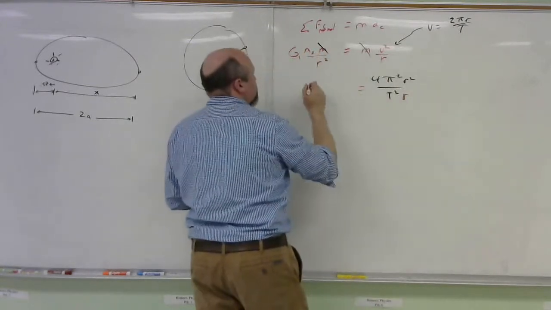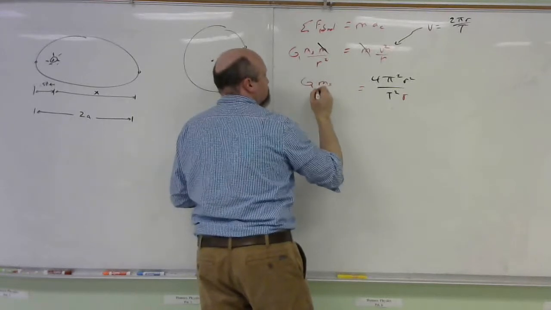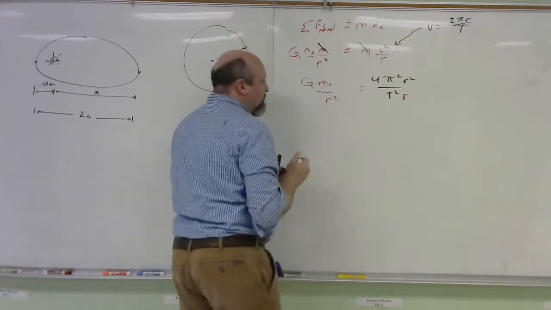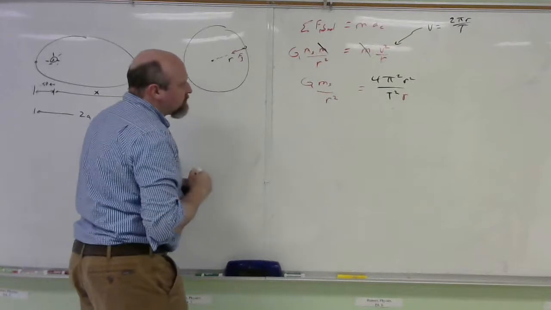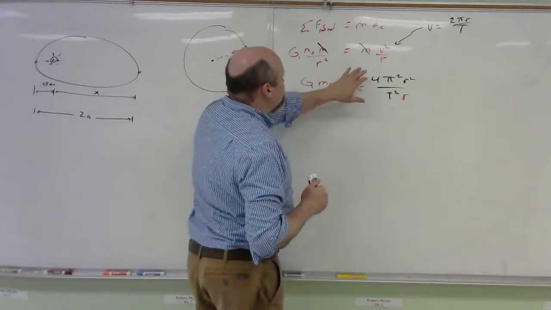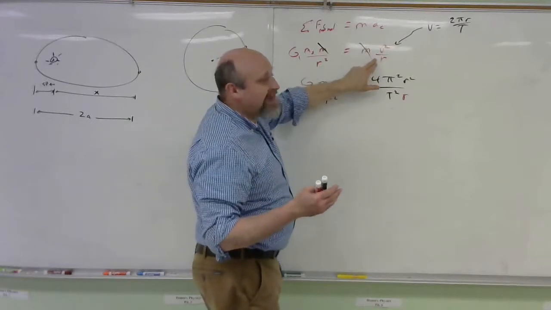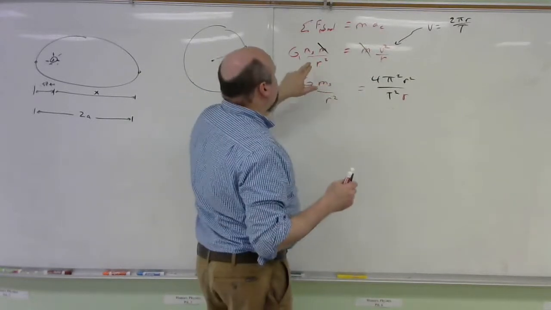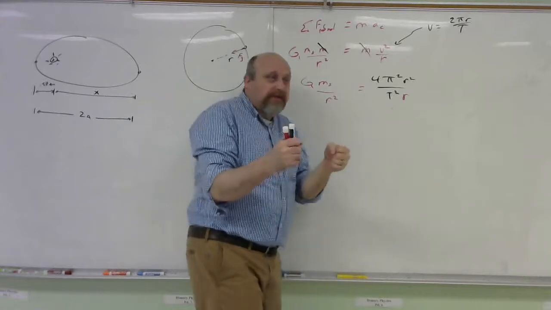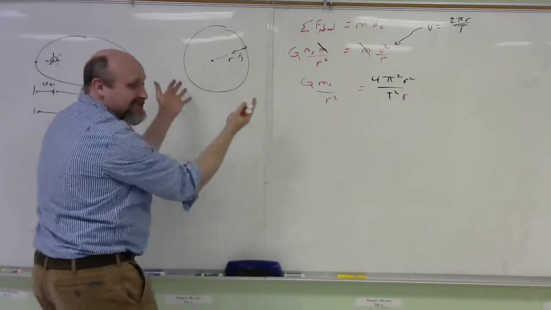And then over here I've got G mass of the sun over r squared. Now I'm going to tidy this up one more time. Let me point out that this r, in the circular motion formula for centripetal acceleration, is the radius of the circle. And the r here is the distance between the middles of the objects. Those are essentially the same.